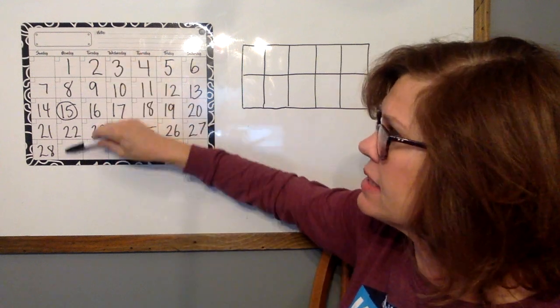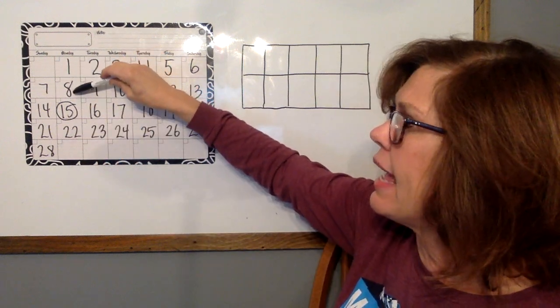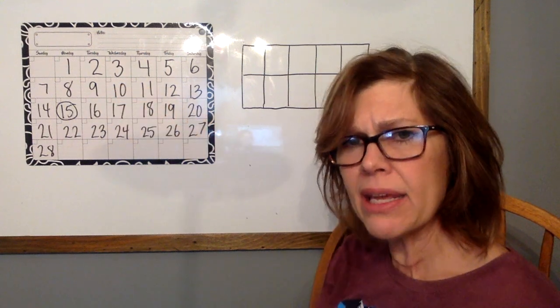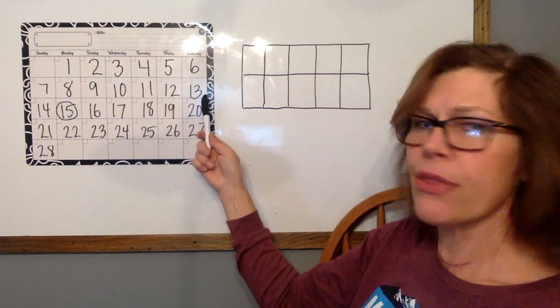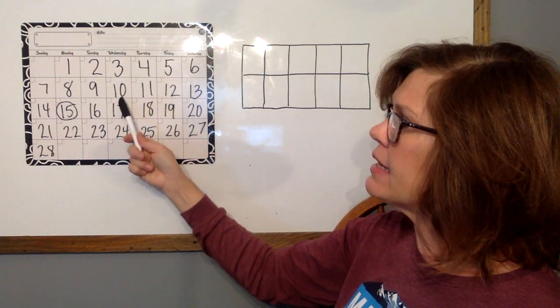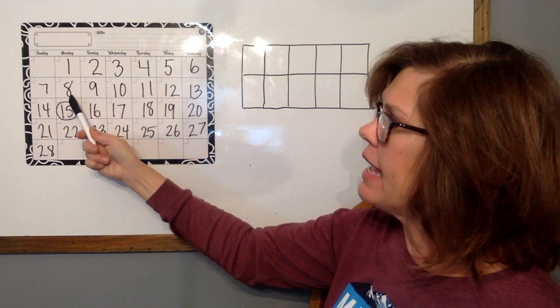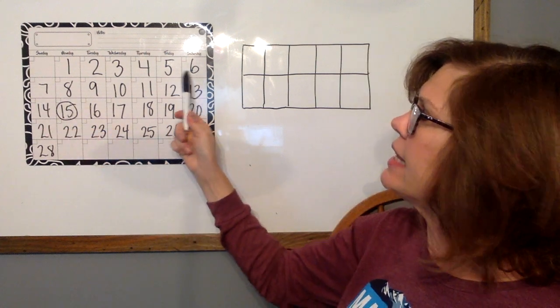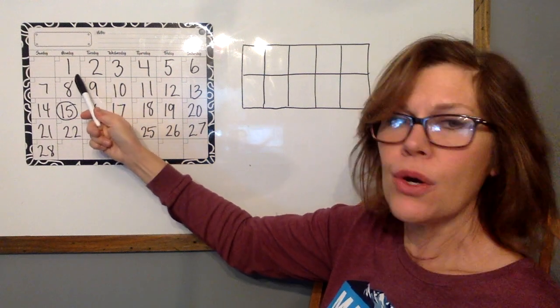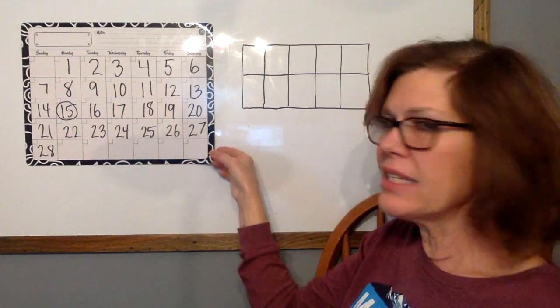Let's say the numbers in this column. 1, 8, 15, 22. And let's also count backwards from 13. 13, 12, 11, 10, 9, 8, 7, 6, 5, 4, 3, 2, 1. I'm going to take this calendar down so I have more room to work.